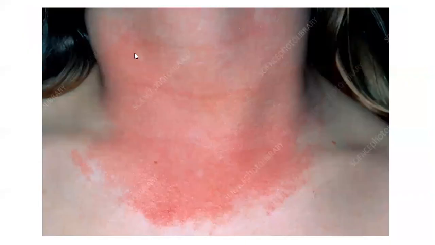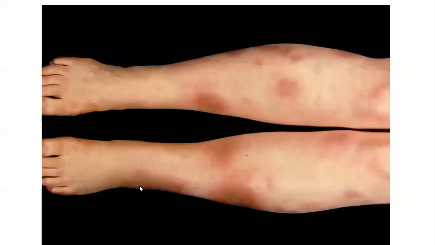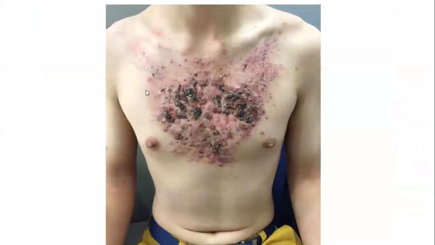This is a photosensitive distribution of lesions, mainly seen on the neck area and sparing the hidden areas or the areas covered by clothing. Then lesions typically seen on the shin, hot, symmetrically distributed nodular lesions. So this is erythema nodosum. And you can see these crusted papules and plaques on the chest. And this is acne conglobata.